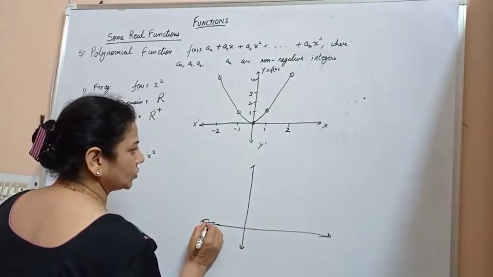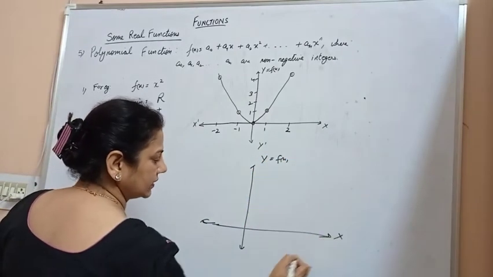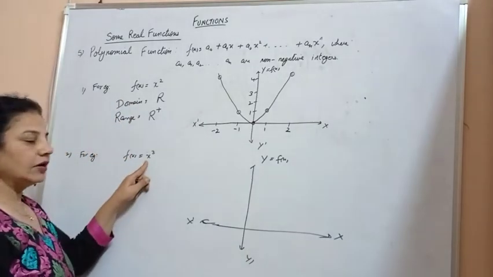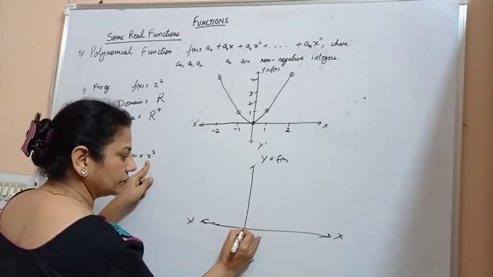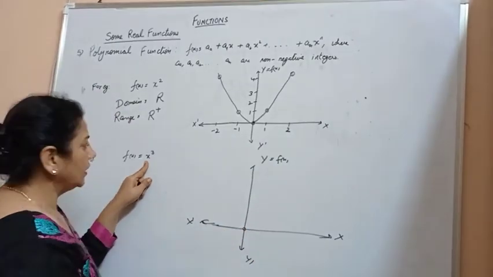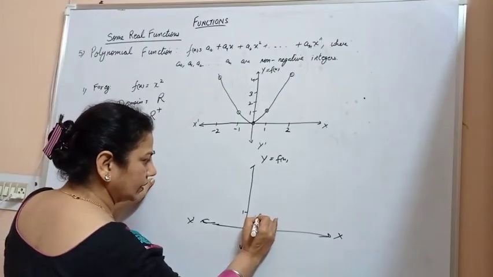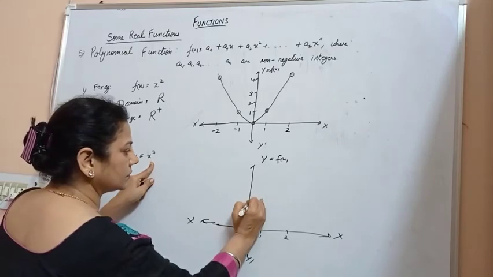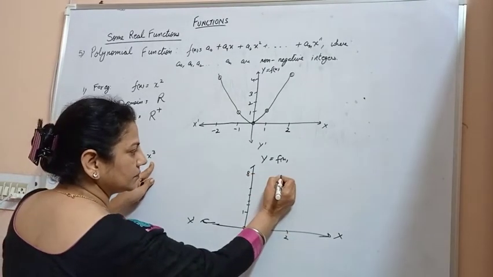In this case, what should I get? This is my y, this is my f(x) function, and this is my x, y', x'. Give the value x as 1. If x is 0, f(x) is also 0. If x is 1, we have f(x) as 1. If x is 2, f(x) is, say, 8.